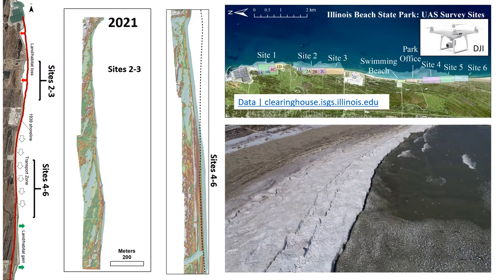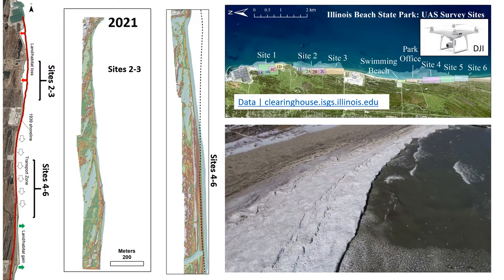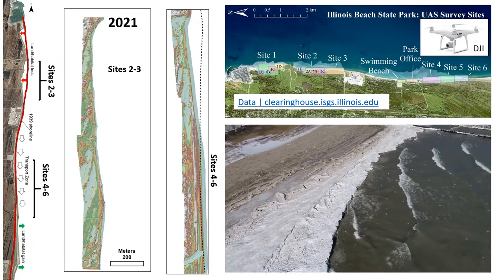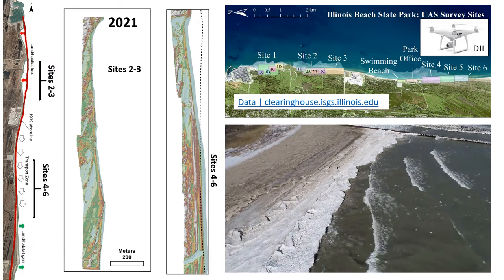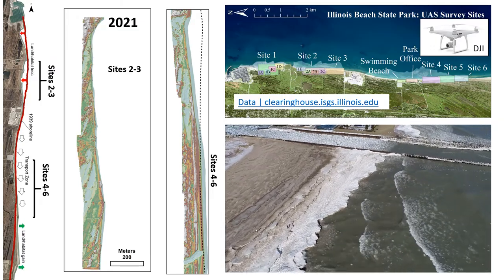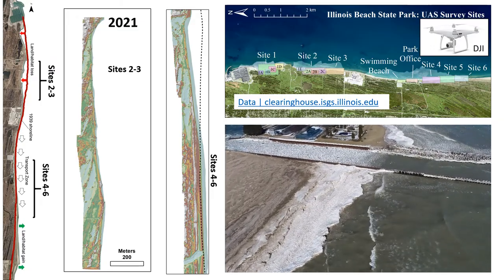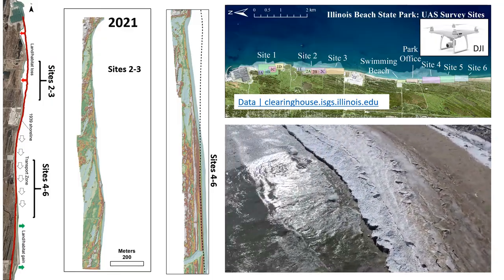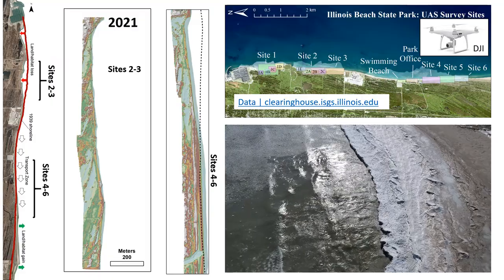See the DEMs in the middle part of the slide showing sites 2 and 3 and sites 4 to 6 in summer of 2021 as a digital elevation model. We can nicely see here the truncation of now shore-oblique ridge terrains at sites 2 to 3 and the transition to more conformable landform succession south of site 4.